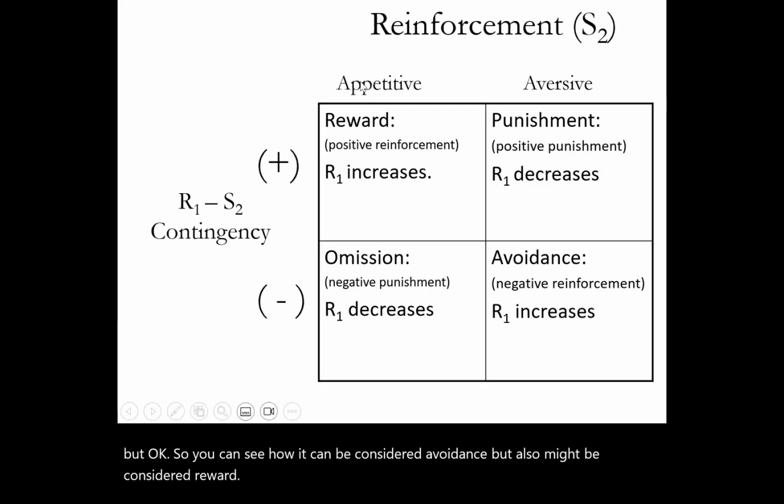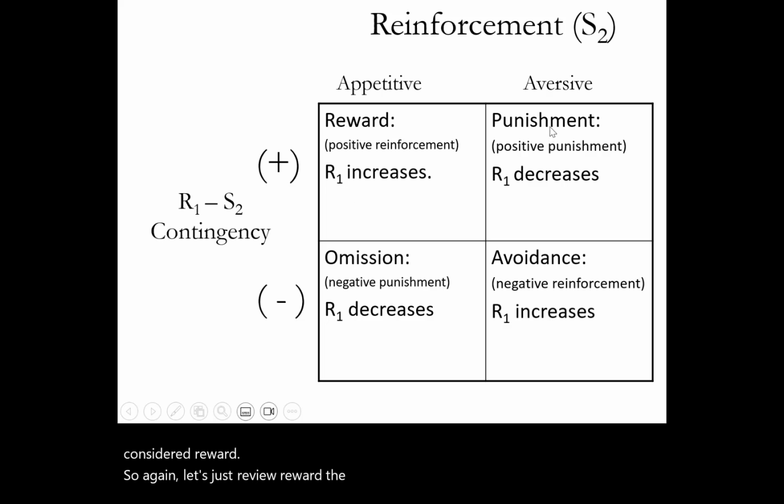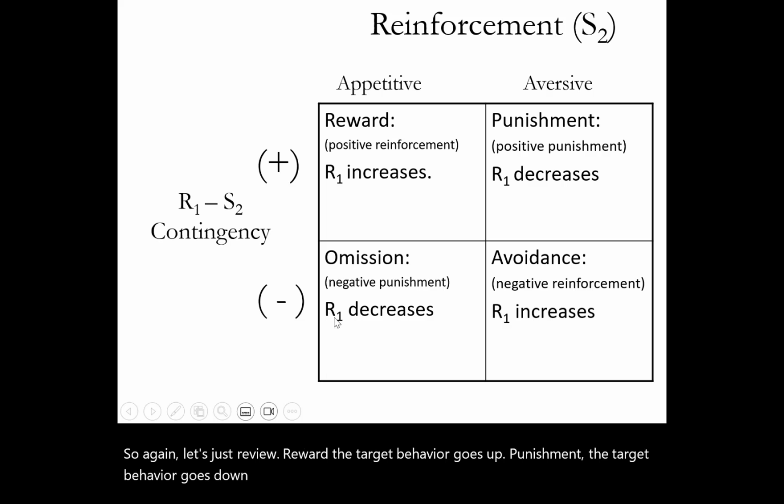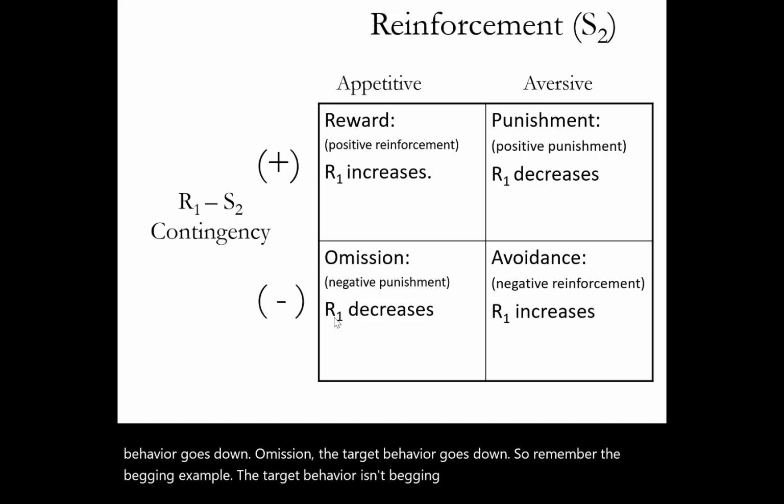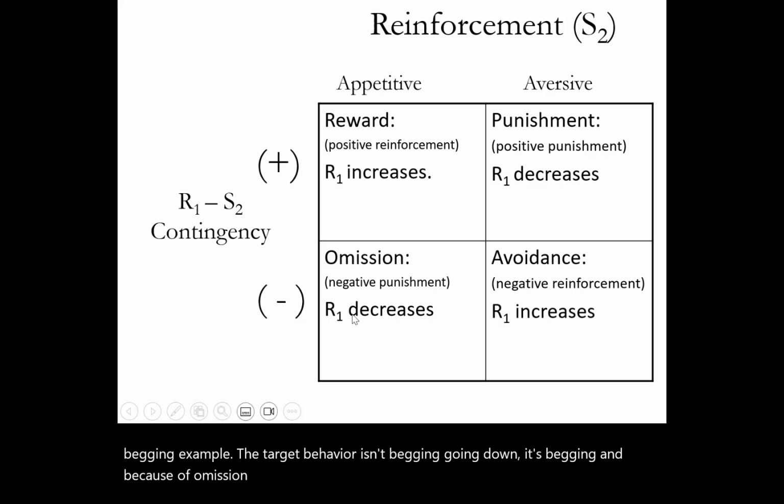So again, let's just review. Reward, the target behavior goes up. Punishment, the target behavior goes down. Omission, the target behavior goes down. So remember the begging example? The target behavior isn't begging going down, it's begging, and because of omission procedure, the behavior decreases. And avoidance, the R1 goes up. The target behavior tends to increase.